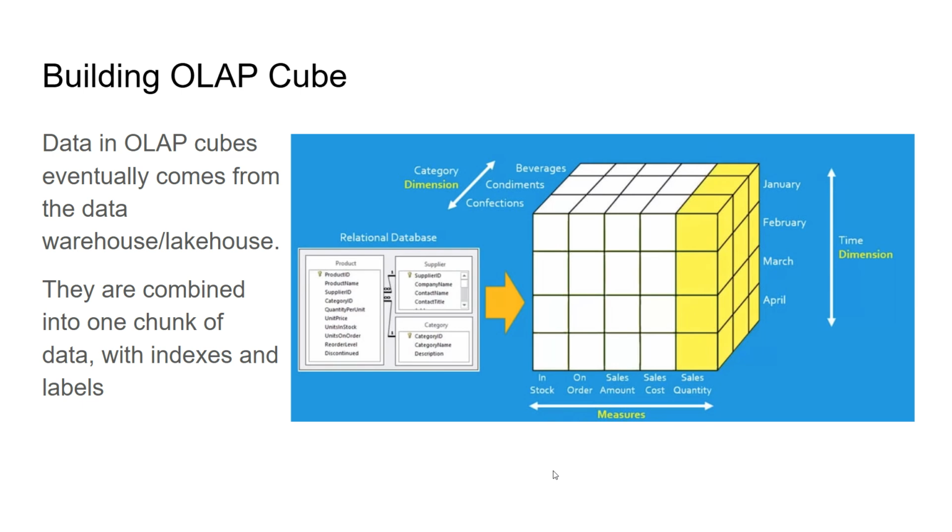In order to build the OLAP cube, you still need to get data from relational data. However, at this point, you will collect the data, pack them together, and place proper indexes and labels on each data element, so that later on you can check. You will label the data with dimensions. Is this in March, April, February or January? Is this in the beverage category or condiment category, or in the confections category? Label the data cells and index them so that you can quickly access certain data points. So data eventually comes from the data warehouse, but you will do a lot of processing to make it fit into the analytical need.